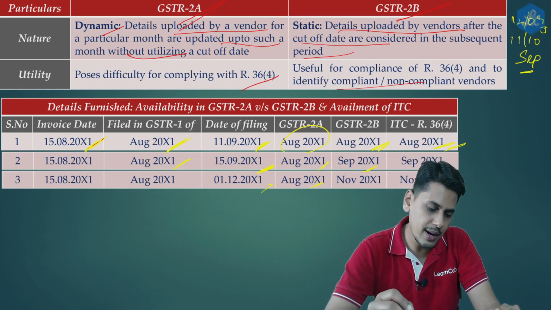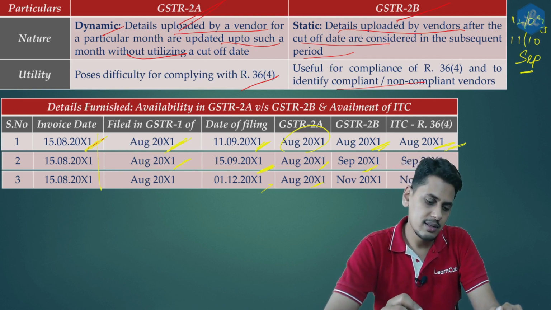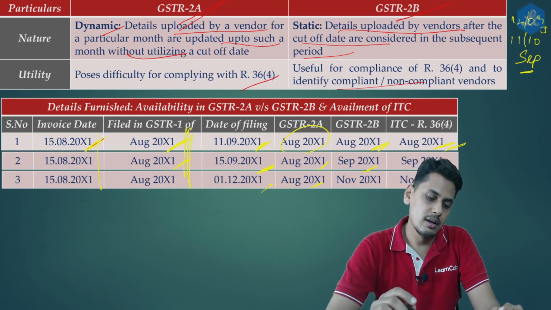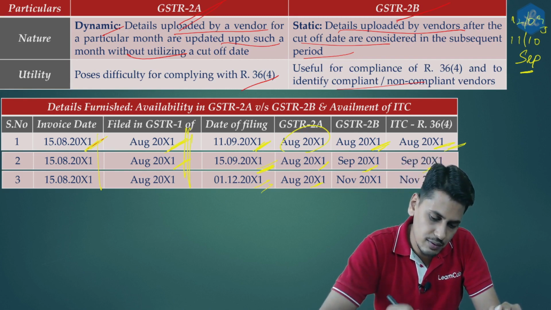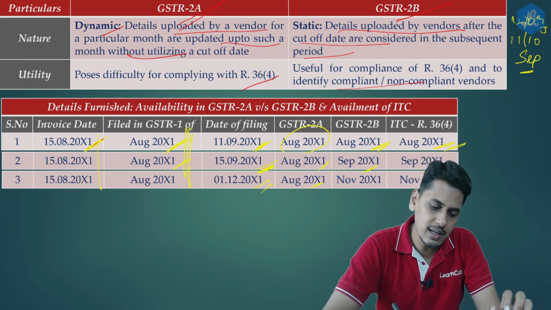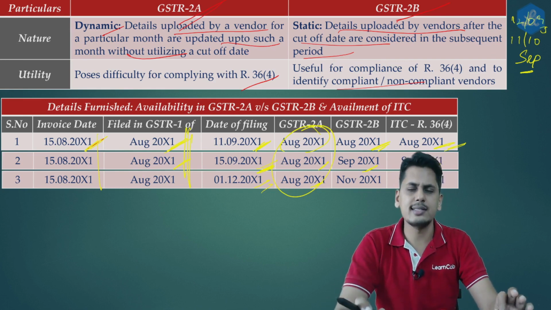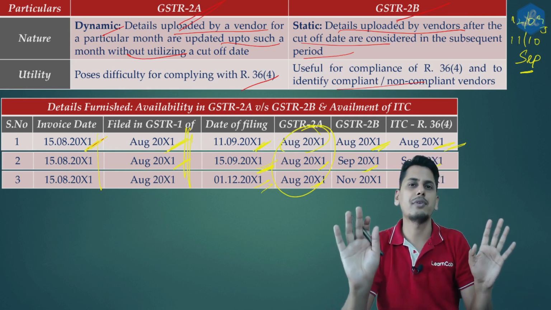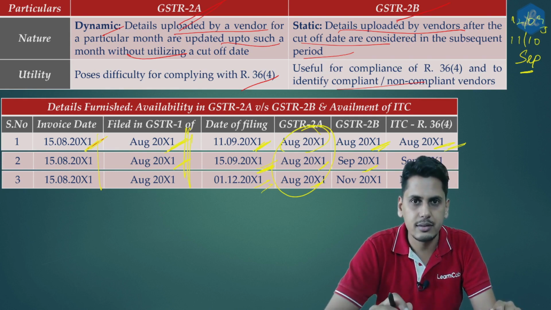Friends, if you would have noticed the pattern, invoice dated all the three examples 15th of August. This invoice is included in GSTR 1 of August in all the three cases. Case 1 it was filed on 11th of September. Case 2 filed on 15th of September. Case 3 GSTR 1 was filed on 1st of December. Irrespective of these dates, it always appears in GSTR 2A of August only. Because as regards 2A is concerned, all that you need to see is in which month this invoice is being included. Ignore the date of filing. If it is included in the GSTR 1 of August, it would appear in 2A of August.